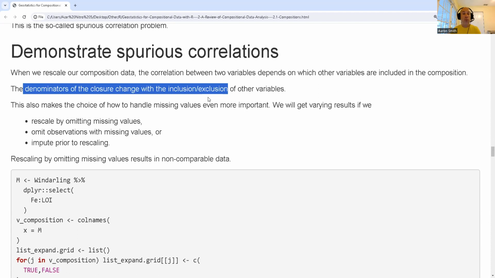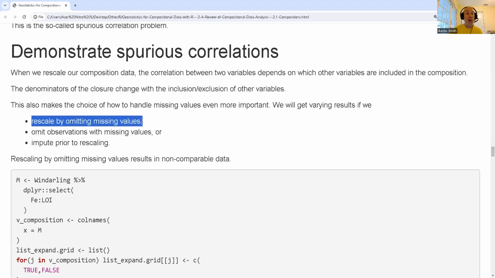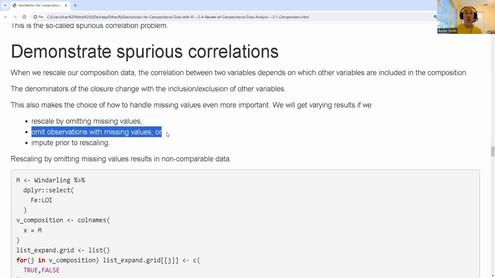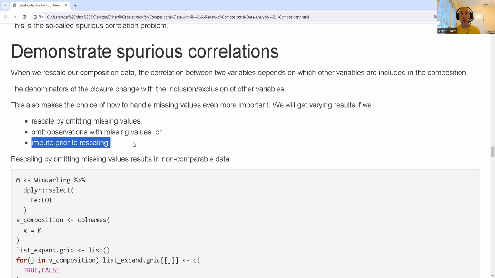All right, and in addition to this, we have to consider missing values. Missing values are a big deal for closure data. If I choose to rescale by omitting the missing values in the sum, that's effectively treating missing values as 0 in the denominator. That's going to give me a different result than if I just omit observations with missing values, which will give me a different value if I impute prior to rescaling. And so whatever I choose to do will have a huge impact on the outcome of my results.